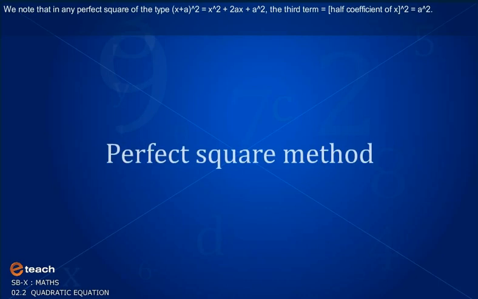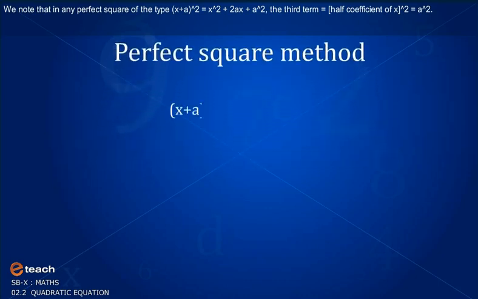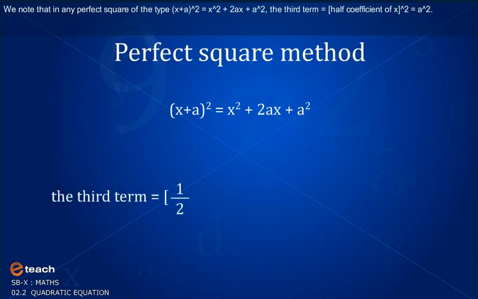We note that in any perfect square of the type x plus a whole square is equal to x square plus 2ax plus a square, the third term is equal to half the coefficient of x, whole square, which is equal to a square.